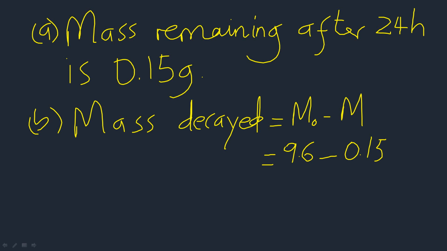And what do you end up with when you press on your calculator? 9.6 minus 0.15, you end up with 9.45. I'm just taking it slowly so that everyone can participate. I know you have your calculator with you. So the mass decayed is equal to 9.45 grams. That easy.